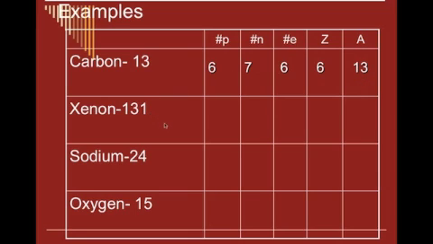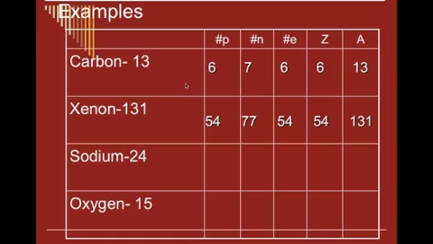Now let's move on to xenon. Xenon has a mass number of 131, so that would go here. We look on the periodic table, and Xe has an atomic number of 54. That also means we have 54 protons and 54 electrons. To find the neutrons, we take 131 minus 54, and we get 77. So our answer is 54, 77, 54, 54, and 131.